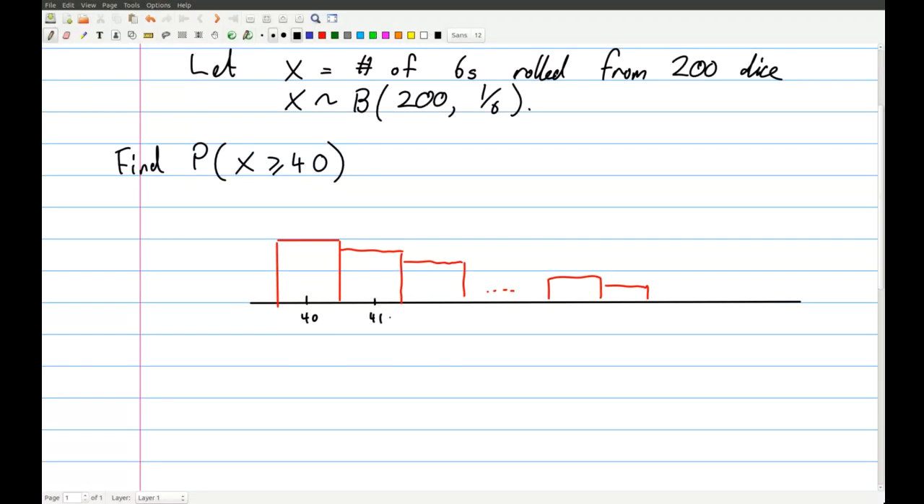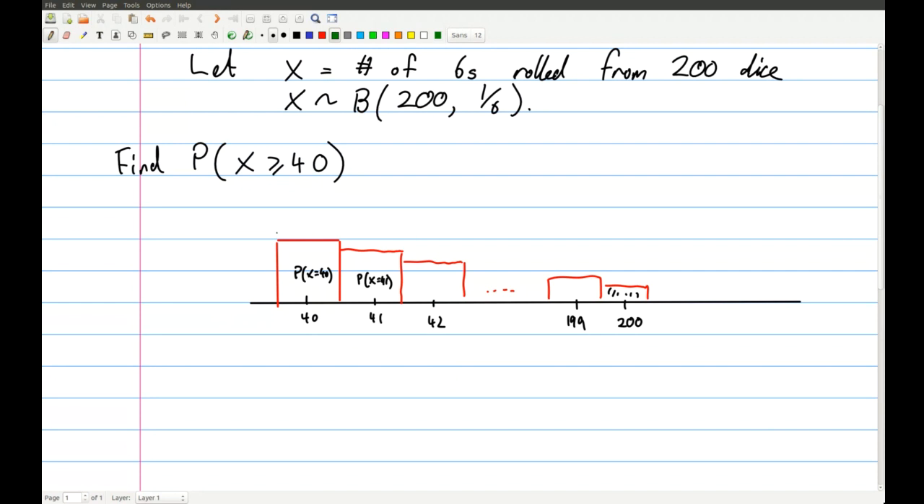40, 41, 42, ... 199. As you can imagine, the probability of rolling 200 sixes, represented by the area of this rectangle, is very, very, very, very small. We want to sum up all of these things. This box represents the probability that X is equal to 40. This one represents the probability that X is equal to 41, and so on. We want to find the area of the boxes. Now, it's a bit tricky because all the areas are really teeny tiny small.